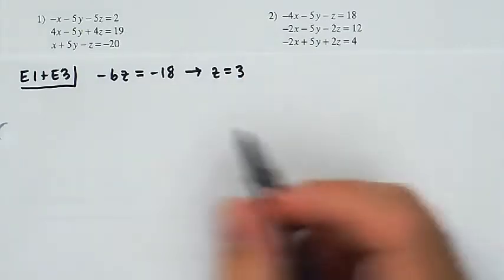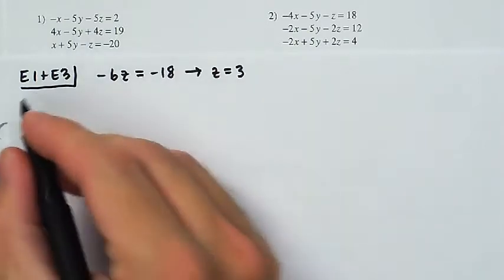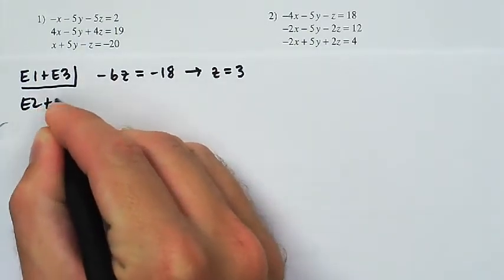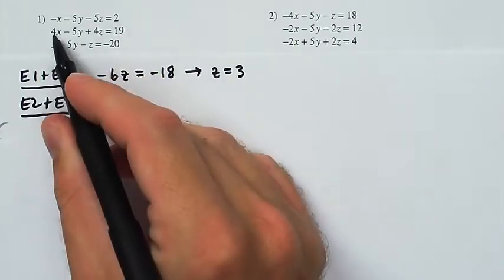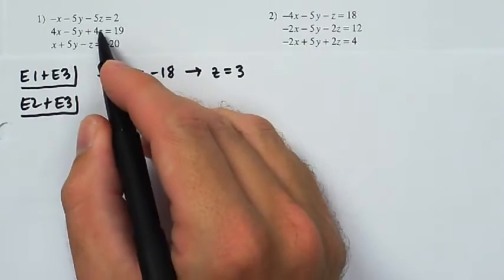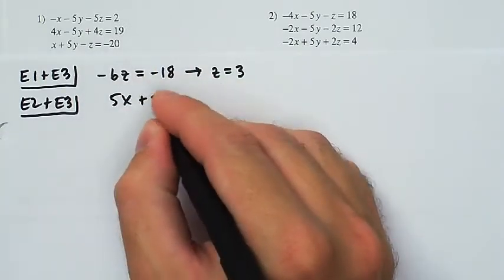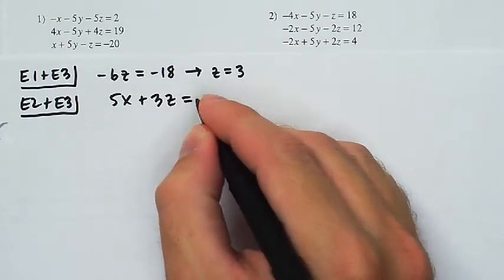But I'm not going to lose sight of what I'm doing. I'm trying to eliminate y, so I'm going to do equation 2 plus equation 3. I'll get 4x plus x is 5x, no y's, 3z's, equaling 19 minus 20 is negative 1.